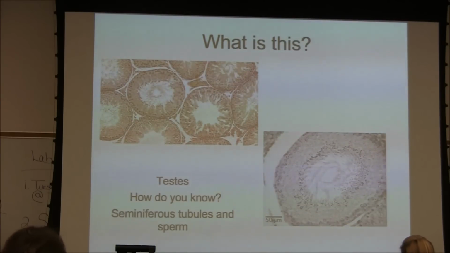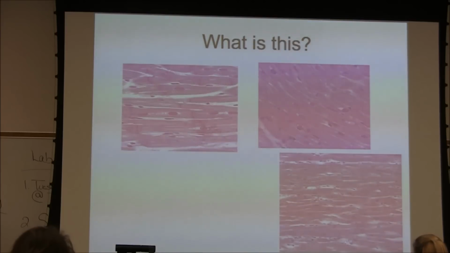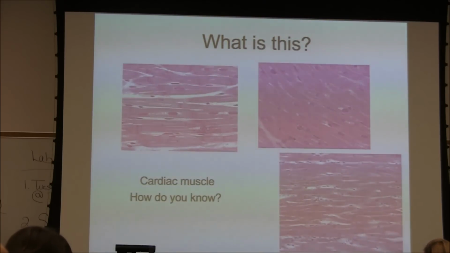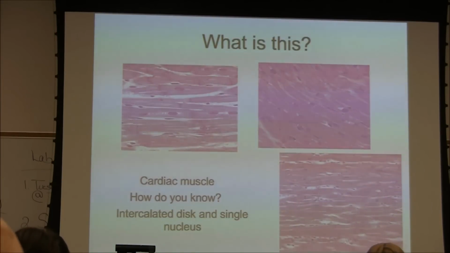You guys okay if I switch? Yes? What is this? That is cardiac muscle. Okay, it is cardiac. How did you know? What's a characteristic of cardiac muscle? Anyone? The nucleus? Well, it has a single nucleus. Those aren't all nucleus. No. You have intercalated discs.